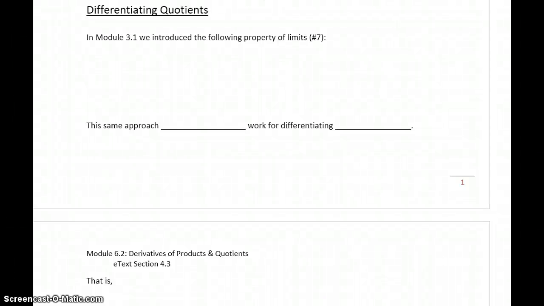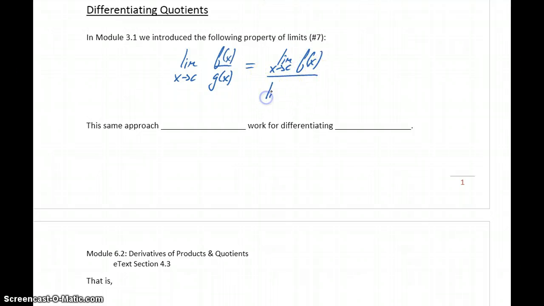In Module 3.1, another property of limits that we established, property number 7, told us that the limit as x approaches c of f of x divided by g of x equals the limit as x approaches c of f of x divided by the limit as x approaches c of g of x. So we could take this limit, apply it to the numerator and denominator separately, as long as this limit didn't equal 0.